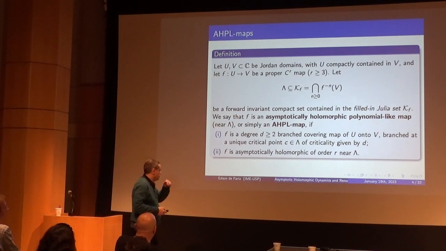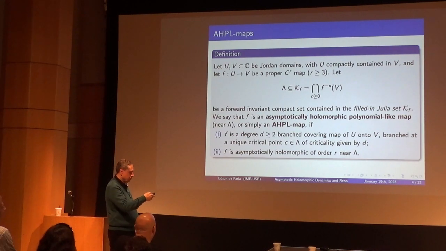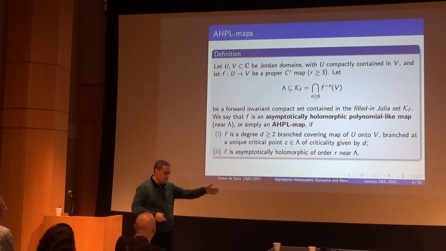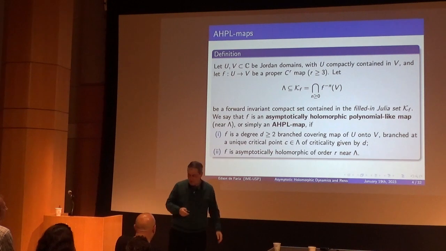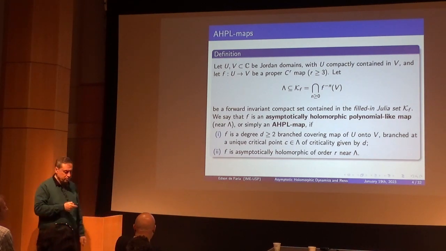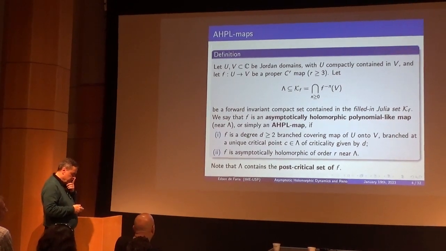And I want the map to be asymptotically holomorphic of order R near this invariant set, which I'm assuming contains the critical point. And once it contains the critical point, since it's forward invariant, it contains the entire post-critical set of the map. The post-critical set is just the closure of the forward orbit of the critical point. So that's the observation there.